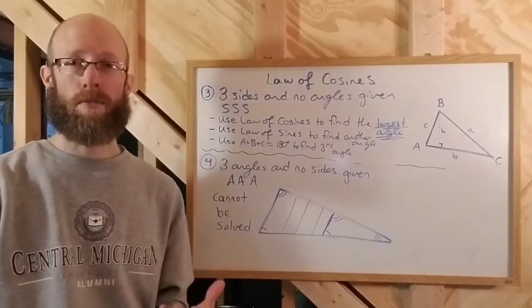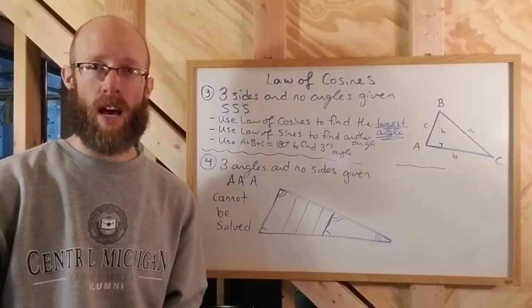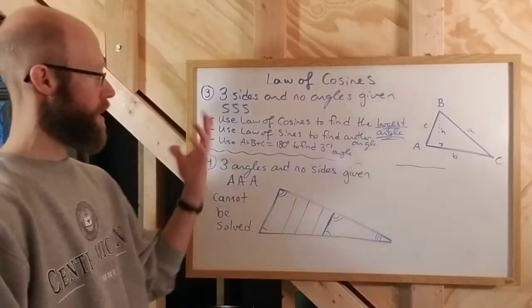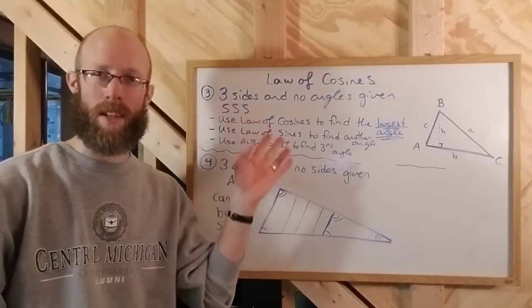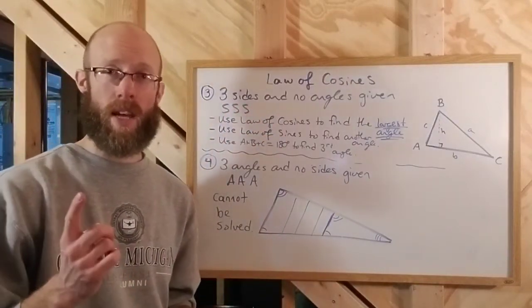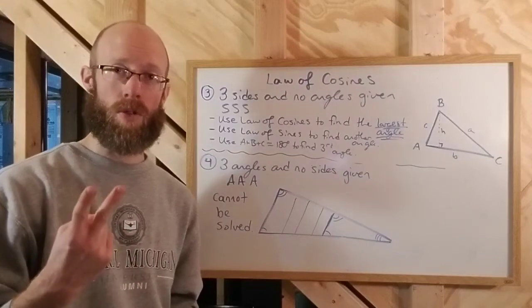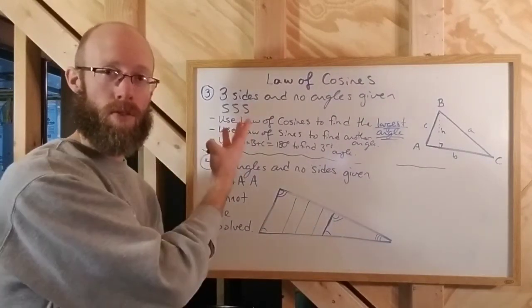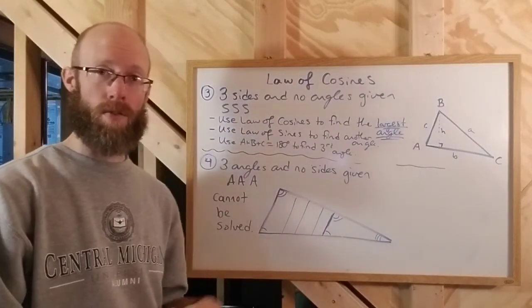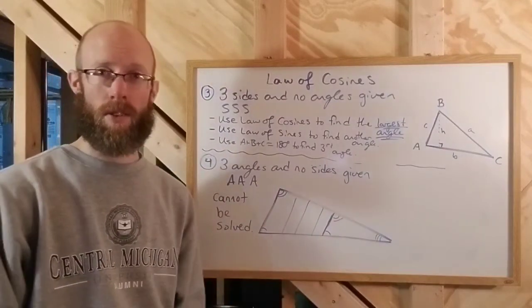You have to basically have at least one side given. In the first situation, you had one side given. In the second, you had two sides given. And in the third, you have three sides given. If you have no sides given, there's nothing you can do.